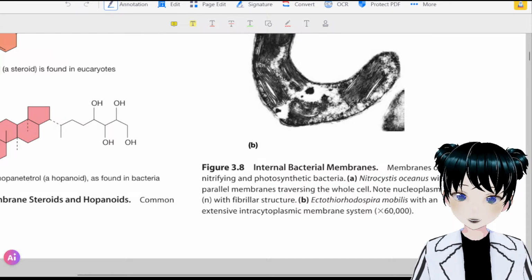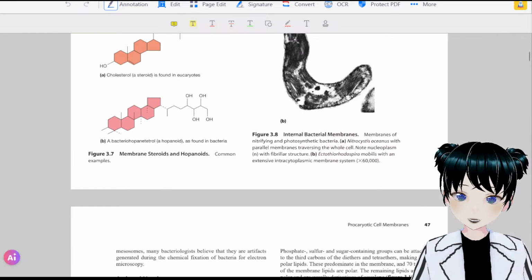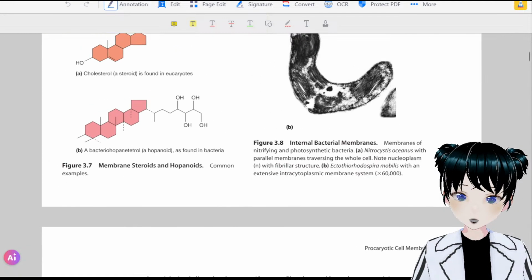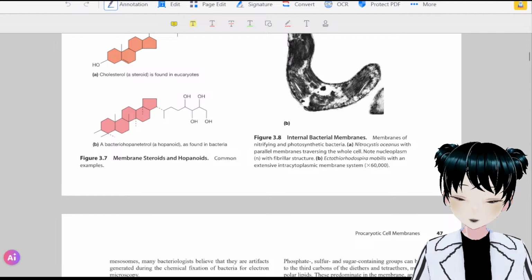This one is Ectothiorhodospira mobilis, right? An extensive intracytoplasmic membrane system. Look at it. Certain areas have folding and certain areas don't. Now the fourth characteristic that bacterial membranes have, which is different from eukaryotic or archaeal membranes, is the mesosomes, and they are not found in all bacteria. They are found in certain bacteria, not in all.